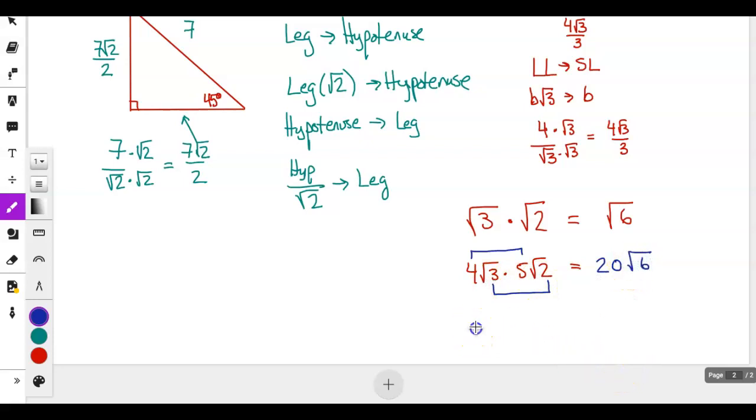So root 3 times root 2 is root 6. Okay? Anytime you have, say, for example, root 3 times root 3, that's going to be root 9, which is 3. So sometimes the radical will disappear, but that's just because what you multiply together gives you a perfect square, and then you can take the square root of it. Okay? So good luck on this section, and then what we'll do next is I'll show you how to create the unit circle from special right triangles.